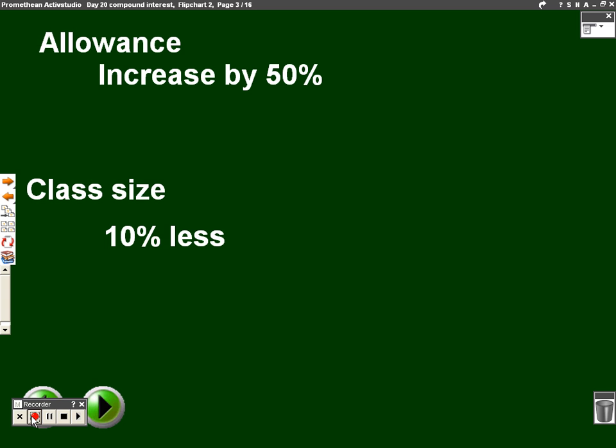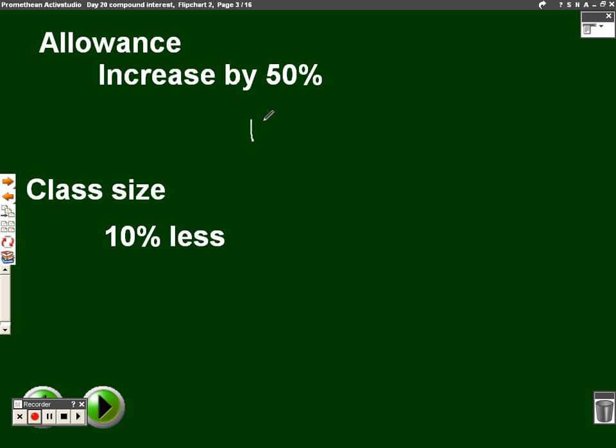So let's talk about allowance real quickly. Some of you guys get allowance, maybe, hopefully. Hopefully you guys are doing chores to get your allowance. Let's say, I don't know, what's an allowance? Maybe $10 a week? Is that enough? I don't know. Some of you guys, the way that you eat Chipotle every day, I think you must be getting $50 a week.